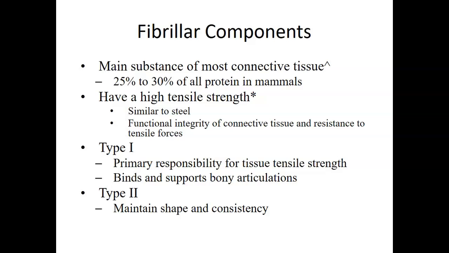Two types we're going to talk about. Type 1, mainly responsible for the tensile strength in tissue, or that pulling along in one direction. It's what holds bones together, right? It's going to bind and support those bony articulations. Type 2 is more designed for shape and consistency. So it doesn't have as high a tensile strength as type 1.